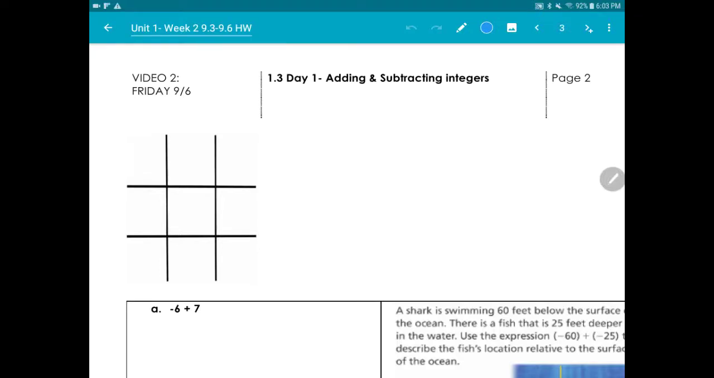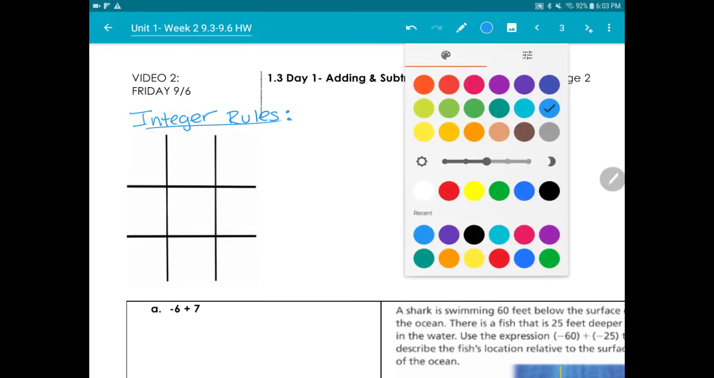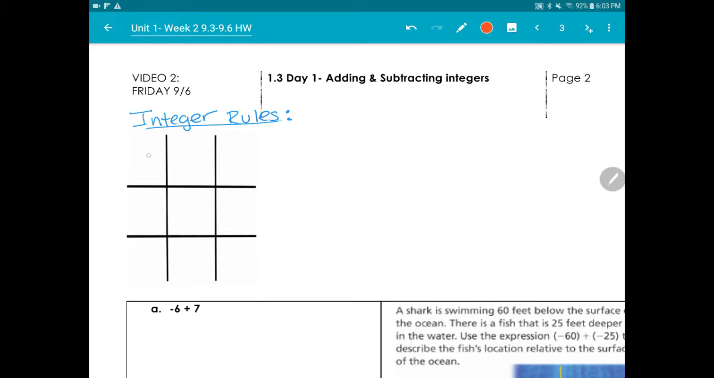Hi guys, so this video is on adding and subtracting integers, but before we start, I want to go over some integer rules. These rules we're going to be able to use for adding and subtracting, and also multiplication and division, but it's going to change slightly on what it means when we get there. But for now, let's think of it as adding and subtracting.